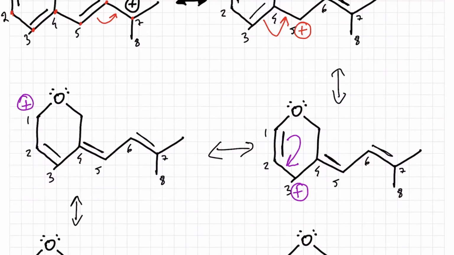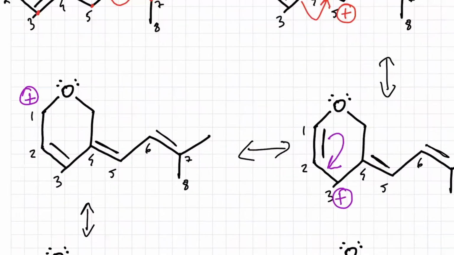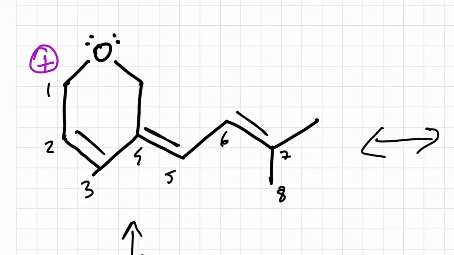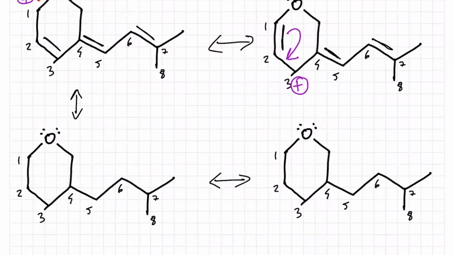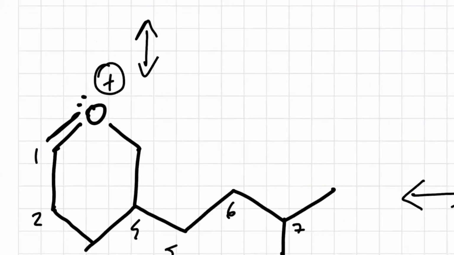Okay? But remember what I was saying? That's when our rule comes into play, guys. Remember, we're trying to fill all the octets. So it would be better if we actually push those electrons here, right? So that oxygen can have a positive charge, right? And a double bond, and we can create a nice pi interaction between carbon 1 and oxygen, because at least we can fill the octet.